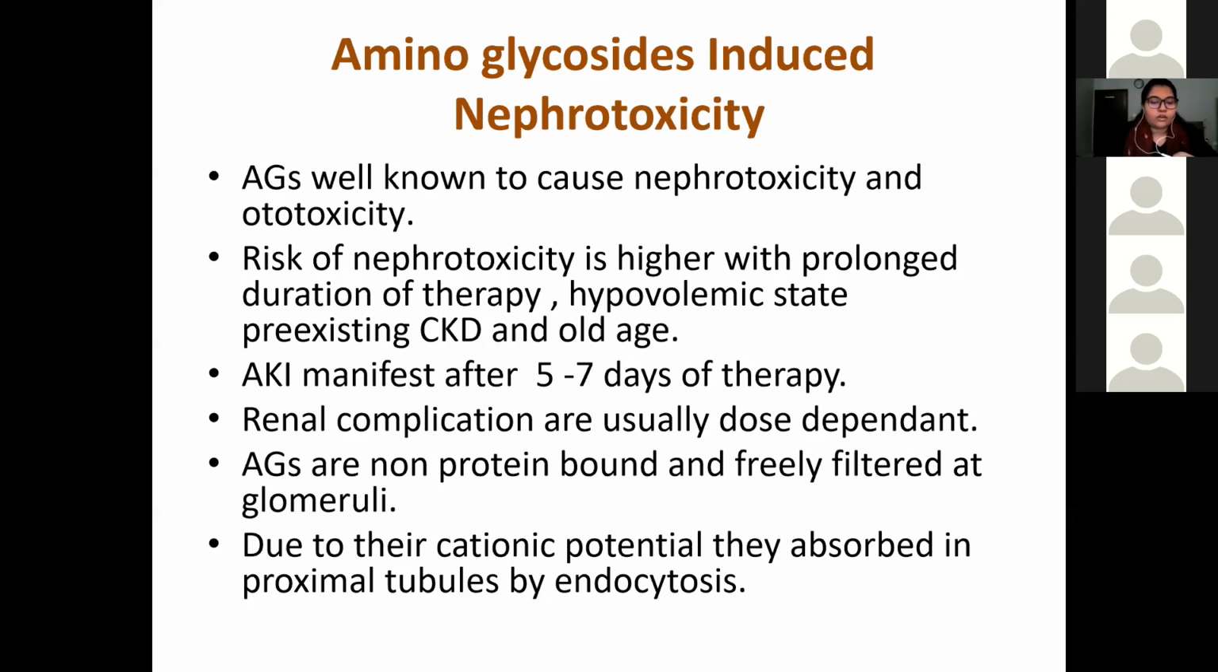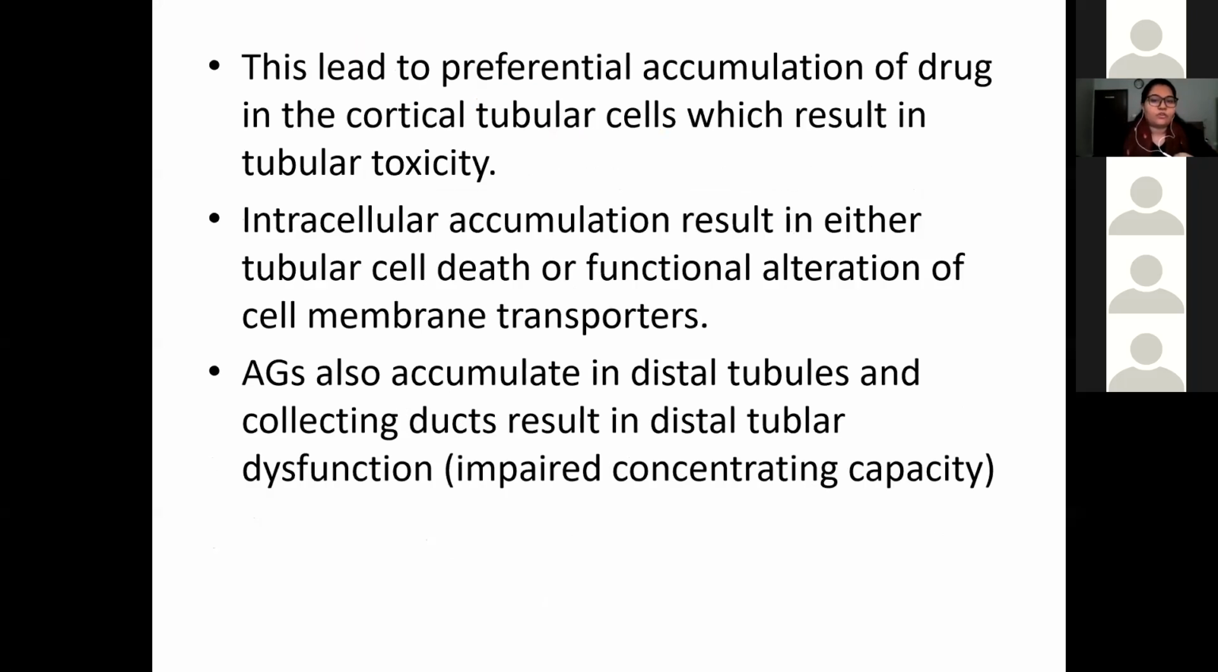Due to their cationic potential, they are absorbed in proximal tubules by endocytosis, which leads to accumulation of the drugs in the cortical tubular cells, which results in tubular toxicity, the mechanism of which we have already studied before. So intracellular accumulation results in either tubular cell death or functional alteration of the cell membrane transporters. Aminoglycosides can accumulate in the distal tubule and collecting ducts, resulting in distal tubular dysfunction.